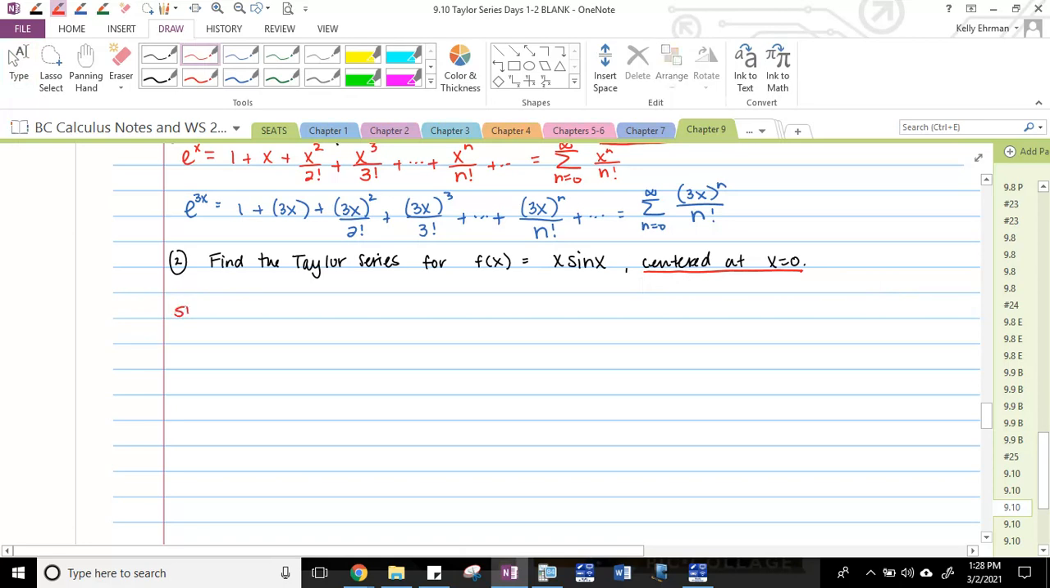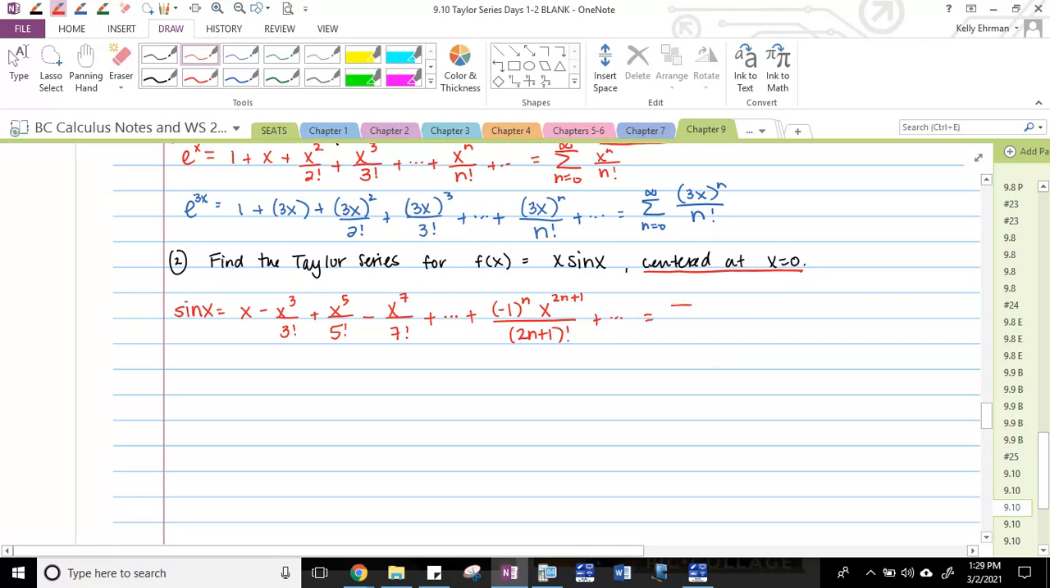But start out with the sine x series that you do know, centered at 0. All the odd powers of x, right? X minus x cubed over 3 factorial plus x to the 5th over 5 factorial. We'll do one more. Minus x to the 7th over 7 factorial plus... the general term would be negative 1 to the n, x to the 2n plus 1 over 2n plus 1 factorial.